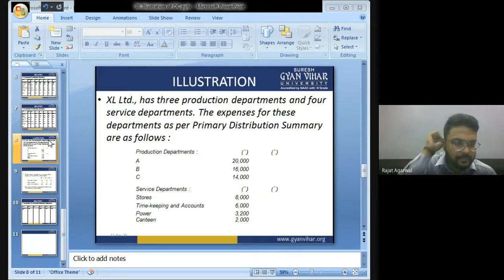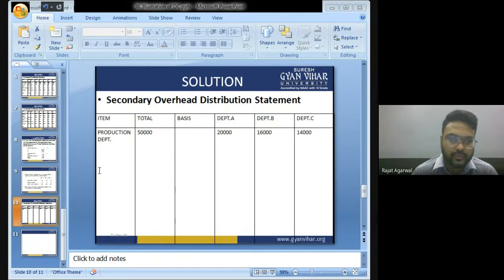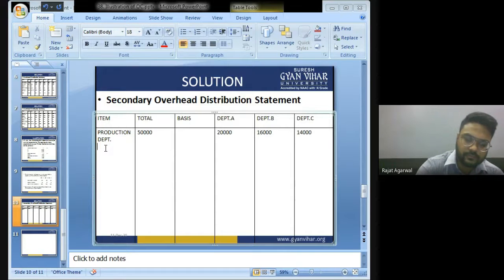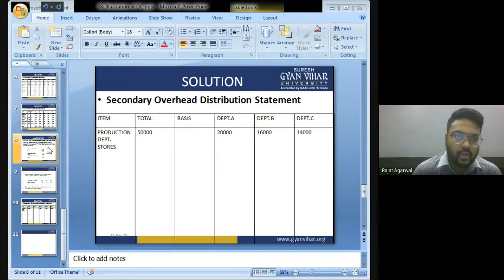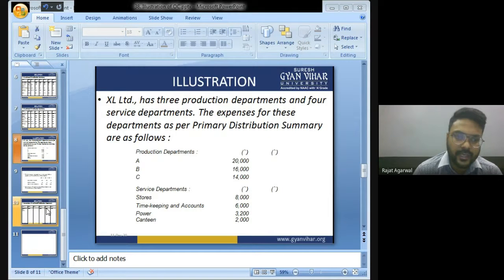After production department, expenses of service department are to be distributed. That is stores. Total expense of stores 8,000.